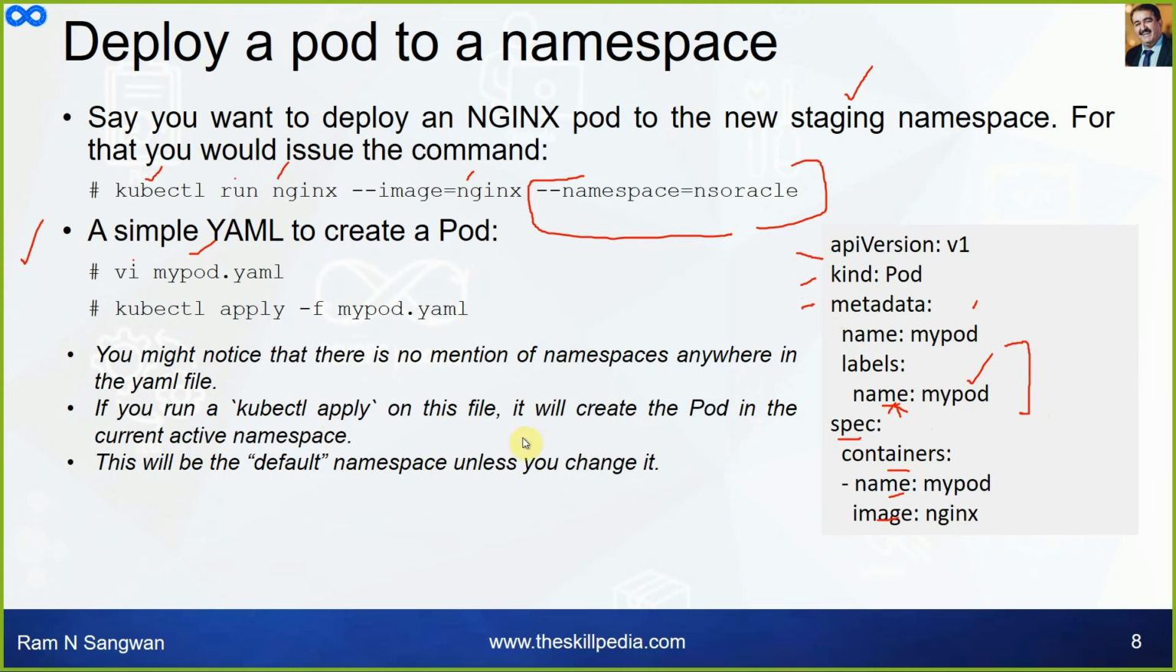You might notice that there is no mention of namespace anywhere in the YML file. However, that is possible because we are specifying the namespace on the command line while applying it. If you don't specify the namespace in the YML file and you don't specify it on the command line, in that case the pod will go to the default namespace. If you run kubectl apply on this file, it will create the pod in the current active namespace, whatever it is, which by default is default. This will be the default namespace unless you change it.